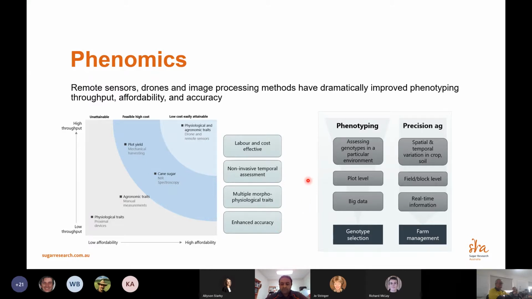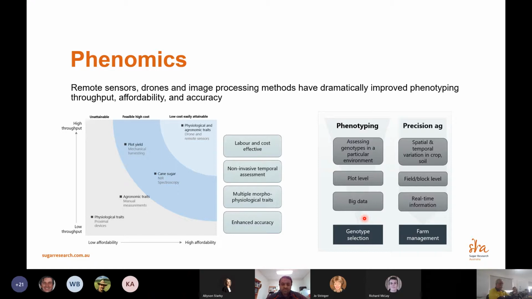Now, phenotyping is a little bit different to precision agriculture. They share the same principles and similar methodologies. However, the primary objectives and the challenges associated with each of these are quite different. In precision agriculture, you're dealing with capturing the spatial and temporal variation in the crop and soil. And what you're after is real-time or close to real-time information so that you can make a quick farm management decision. Whereas with phenotyping, we want to assess which genotypes perform well under certain environments.